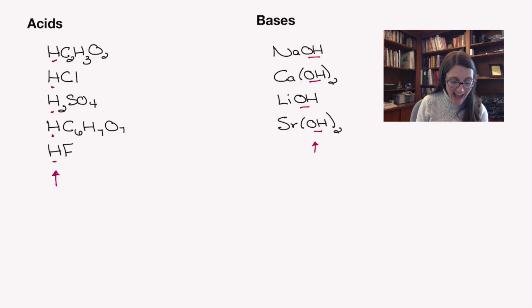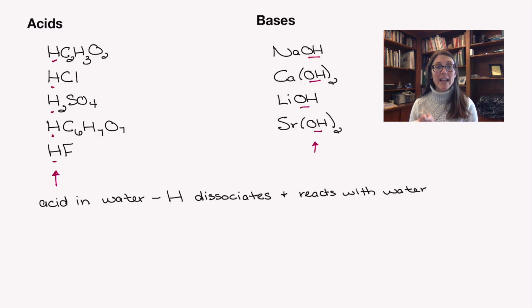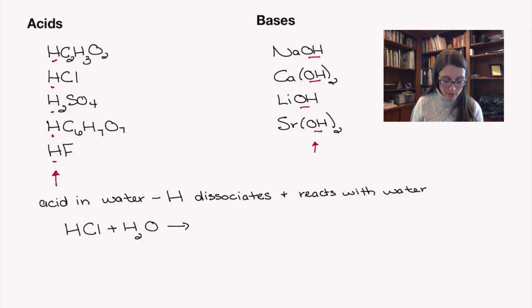And so when you put an acid in water, it is going to dissociate. The hydrogen is going to fall off. Dissociate means to break apart. That hydrogen is going to dissociate and actually attach itself to the water. And so if we take something like HCl, which is hydrochloric acid, and we put it in water, so that the left side of our equation is HCl plus H2O, this hydrogen right here is actually going to go and join the H2O, and you will make H3O+ and Cl-.